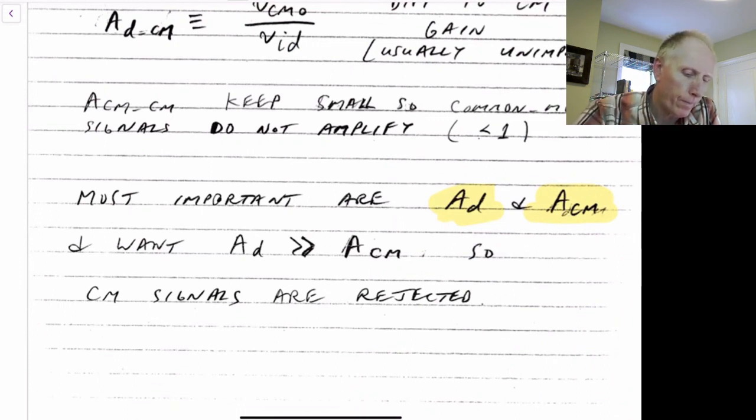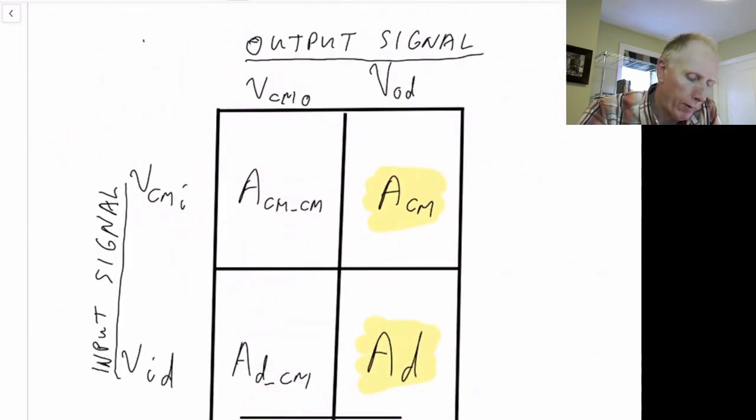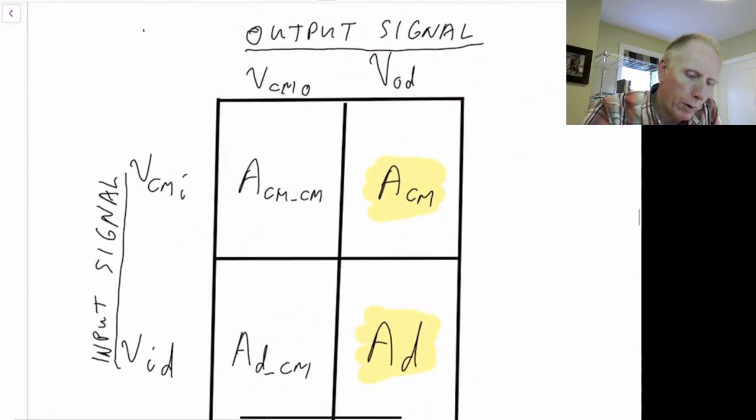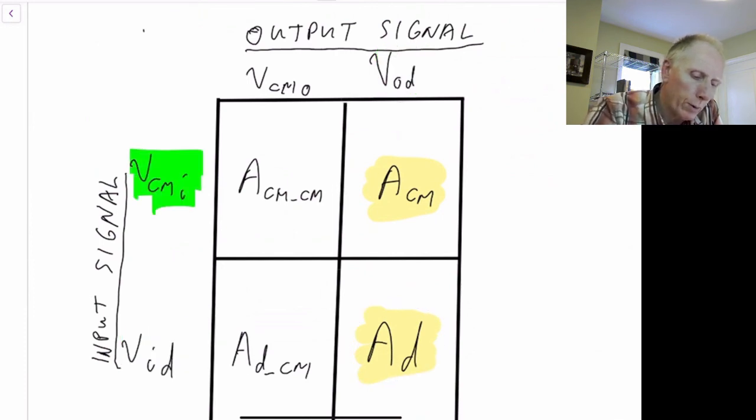So we effectively have four gains as shown here. As I mentioned, we have our input differential to output differential, and that's given by this one. The other one we care about is our input common mode to our output differential, which is also important to us.